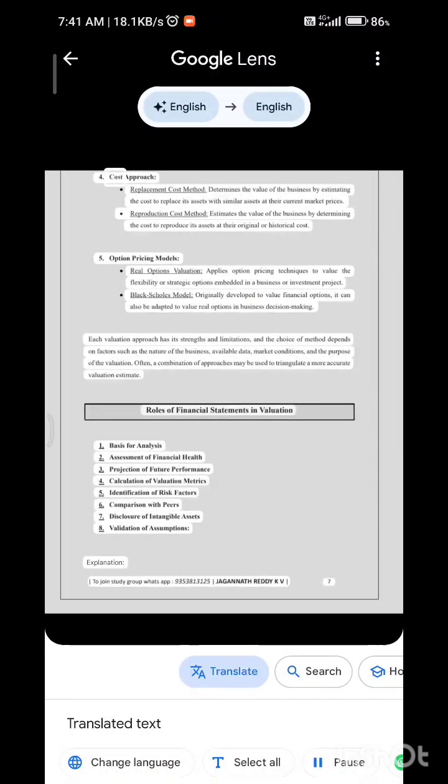4. Cost approach. Replacement cost method. Determines the value of the business by estimating the cost to replace its assets with similar assets at their current market prices. Reproduction cost method. Estimates the value of the business by determining the cost to reproduce its assets at their original or historical cost.